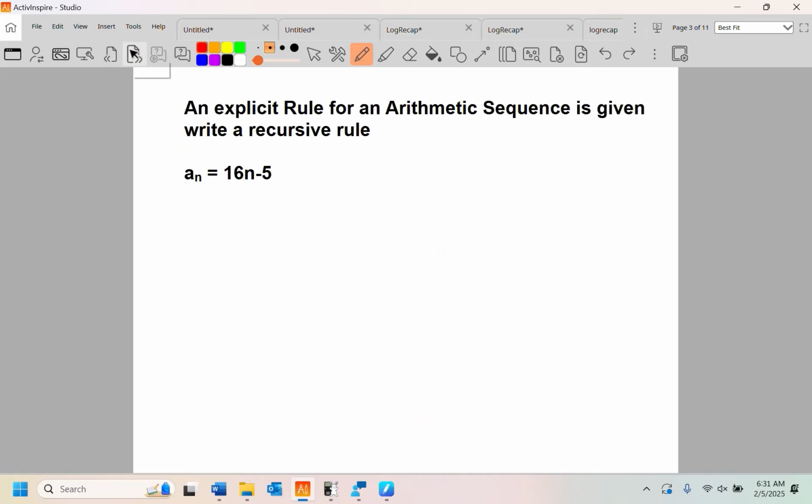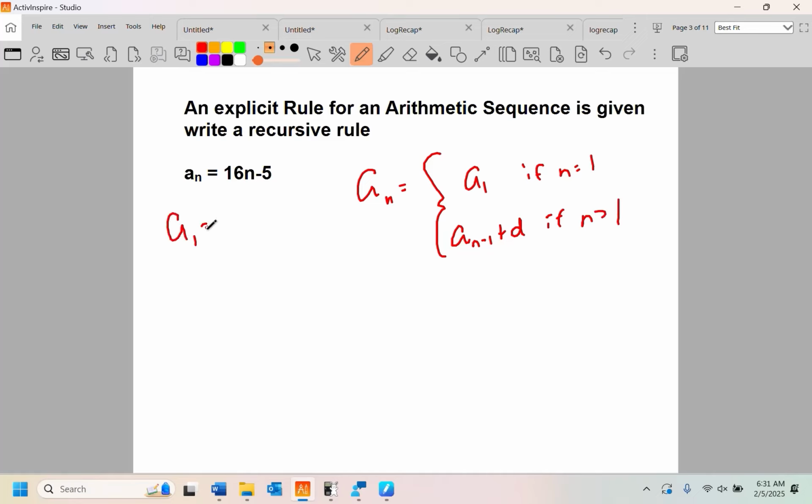An explicit rule for an arithmetic sequence is given. Write a recursive rule. All right, so we'll recap here. We need some stuff. We need to know the first term, and we need to know the common difference. So let's find the first term by plugging in a 1. And 16 minus 1 is 11. So when I write my rule, there'll be an 11.